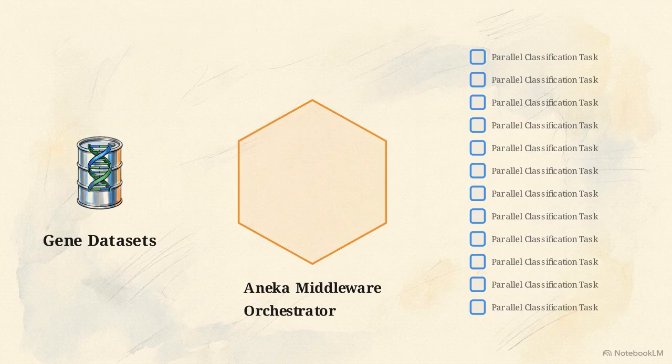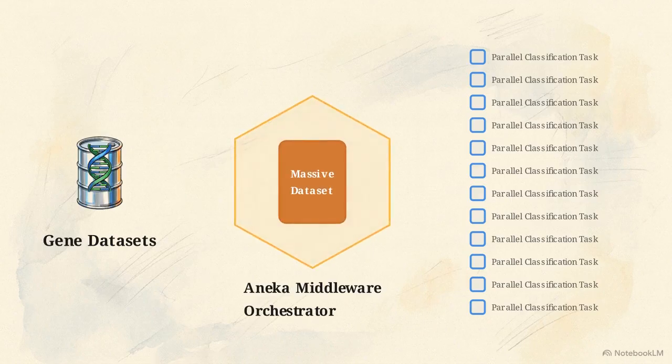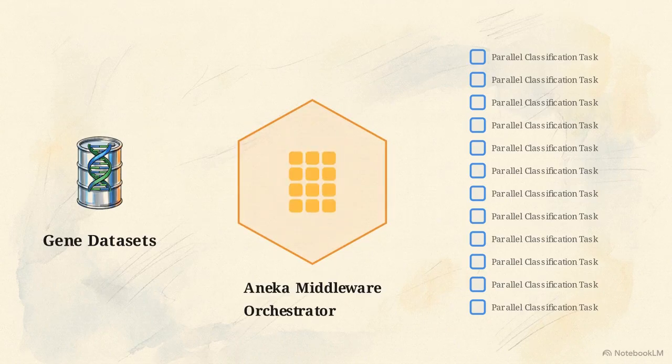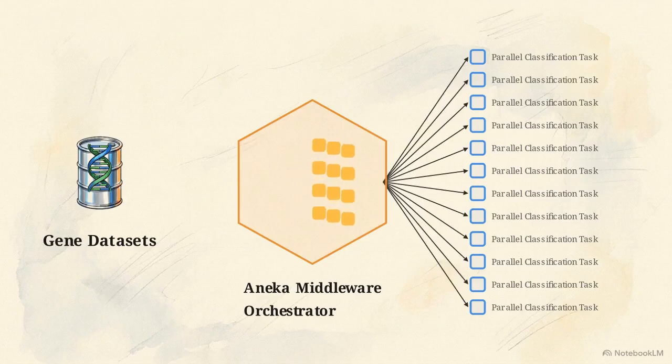Predicting protein structures and classifying cancer genes demands enormous computational power. Massive gene datasets are fed directly into the Aneka middleware orchestrator. The Aneka middleware acts as the system's brain. It slices massive genetic datasets into pieces and distributes them across parallel cloud nodes. These nodes execute the data simultaneously, drastically cutting total computation time.